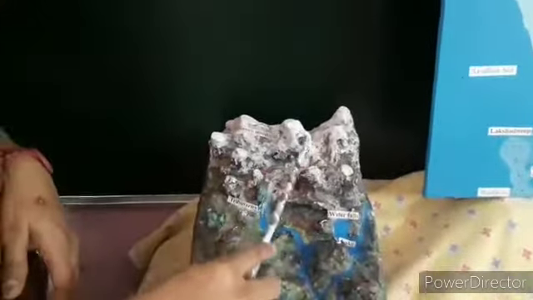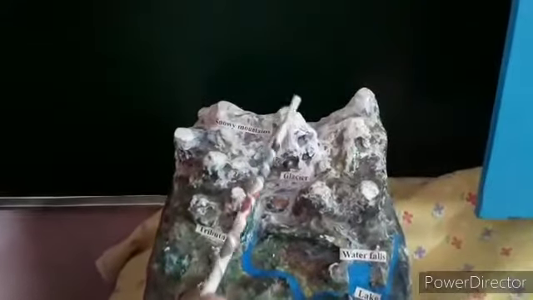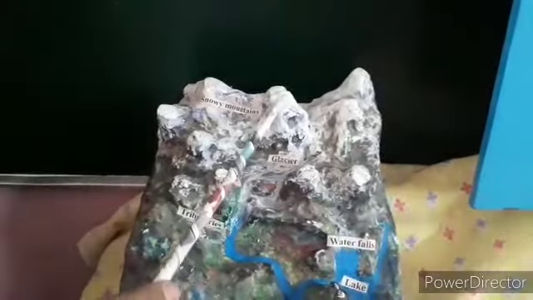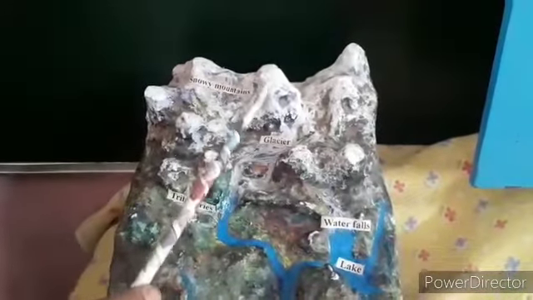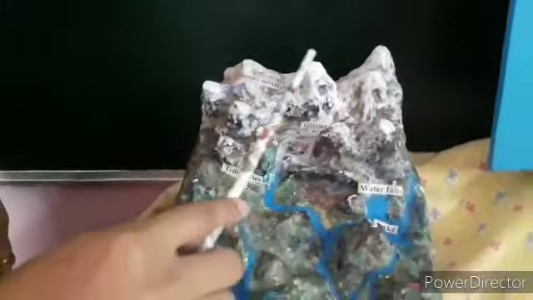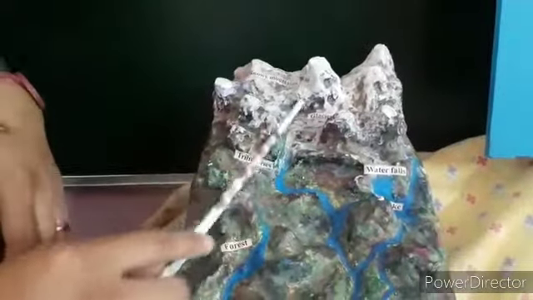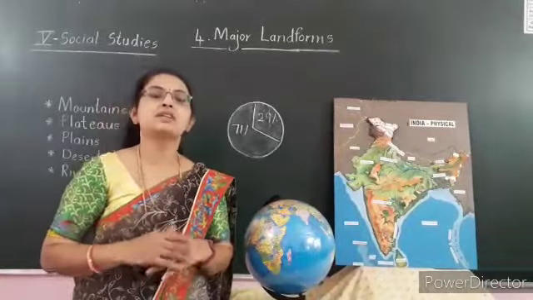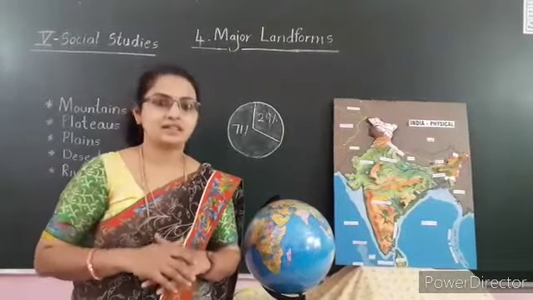Mountains have steep slopes. The highest point of the mountain is called peak or summit. Mostly mountains are conical in shape. The height and shape of the mountains differ based on their age.